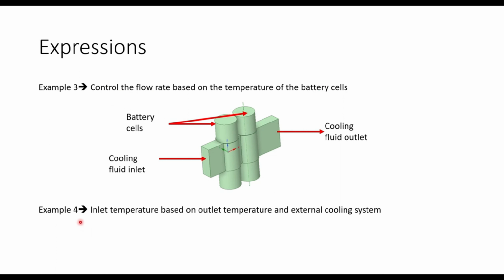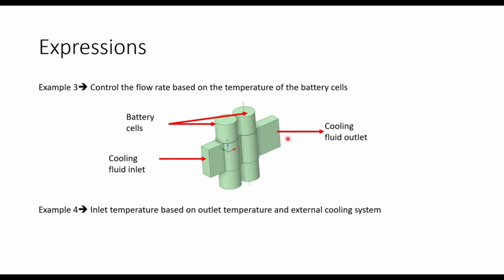So in example 4, what we will do, we will manipulate the inlet temperature based on the outlet temperature and the external cooling system. So what does it mean? So again, in this example, for example, the cooling fluid is leaving the system at some temperature, let's say 35 degrees Celsius. And we are saying that the inlet cooling fluid is entering at a constant inlet temperature, but that is not the case in reality.